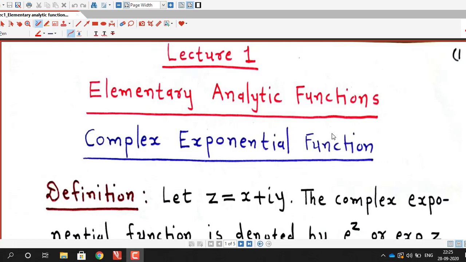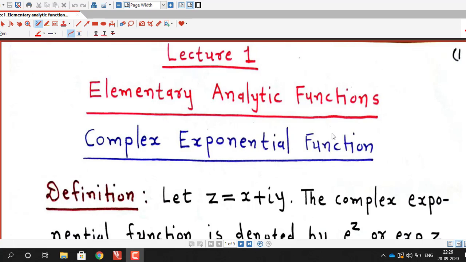In earlier lectures we have seen how to show that a given complex function is analytic using Cauchy-Riemann equations. Now in this topic we are going to discuss some particular complex functions. For example, we are going to discuss the exponential function, trigonometric functions, logarithmic functions, inverse trigonometric functions, and complex hyperbolic functions. So we will see that these are just the generalization from real analysis to complex analysis.